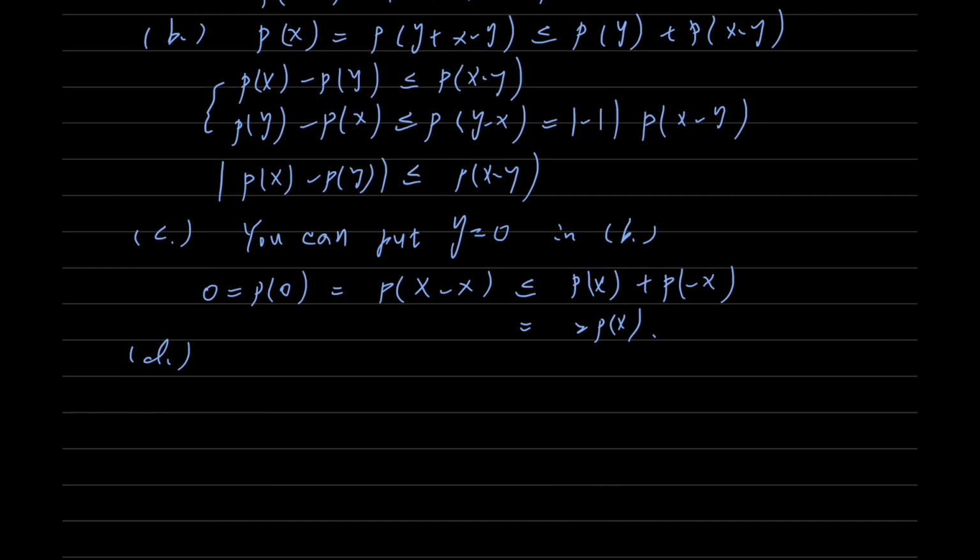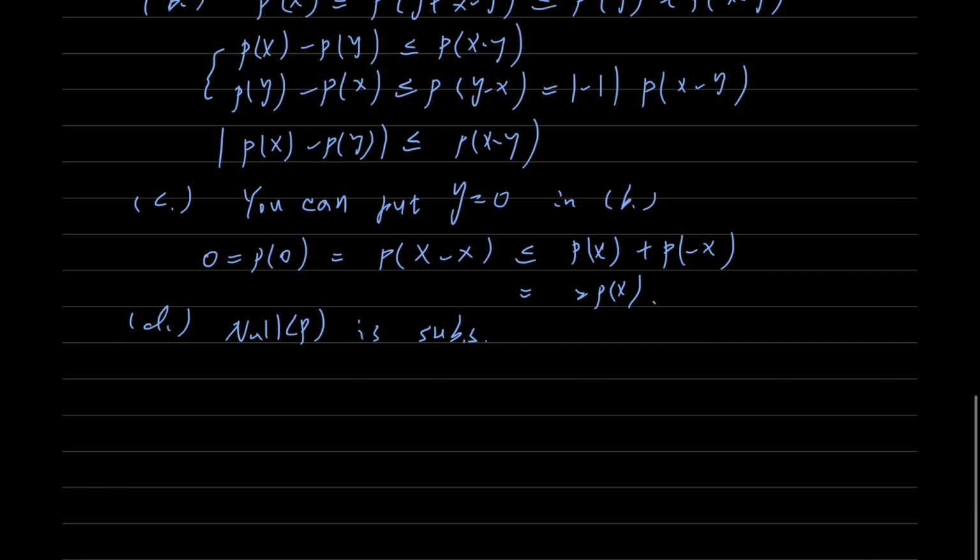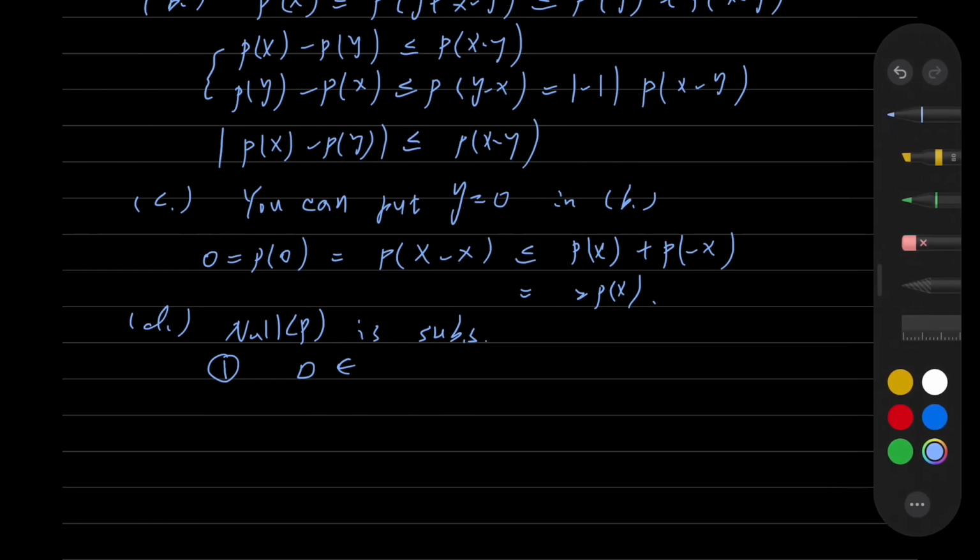Next, we have that the null space of the seminorm is a subspace. So obviously, 0 is in this space, let's call it N, as P of 0 is 0.